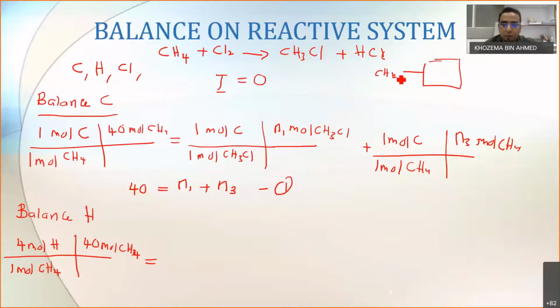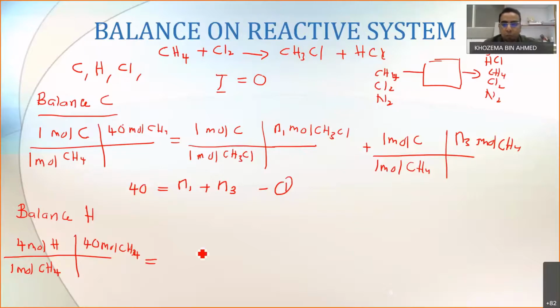Okay, so we have CH4, Cl2, and then coming out we have CH3Cl, HCl, CH4, Cl2, and N2. Okay, so we just follow this flow chart. So on our input side, we have 4 mole of hydrogen in 1 mole of methane. That is all the hydrogen we have.